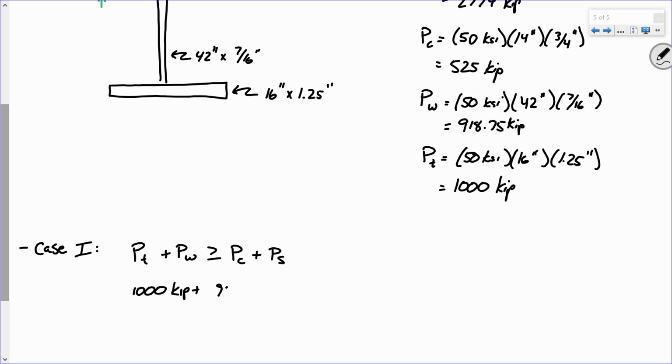plus 918.75 has to be greater than or equal to 525 plus 2774. So on the left side, I've got like 1918.75 greater than or equal to what? 3299.